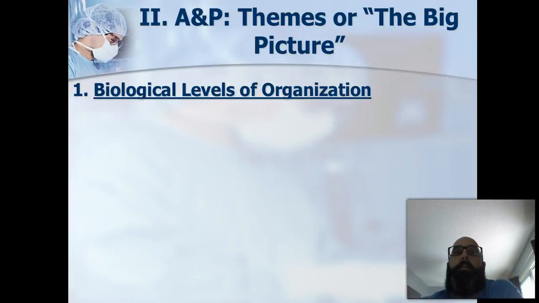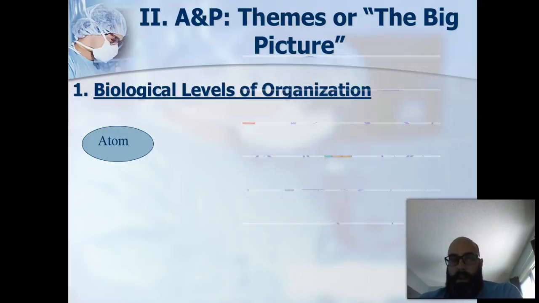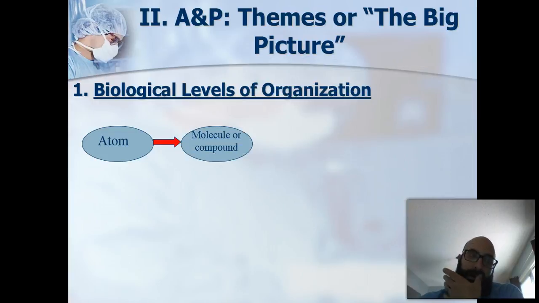So what are the big picture themes in anatomy and physiology? Well, one of the big things you have to understand is there are these things called biological levels of organization. We start out with an atom, and everything builds upon itself. On the foundation level, we are composed of atoms, and we rely on atoms and different elements to survive. When you take a group of atoms or elements and put them together, you get molecules or compounds.